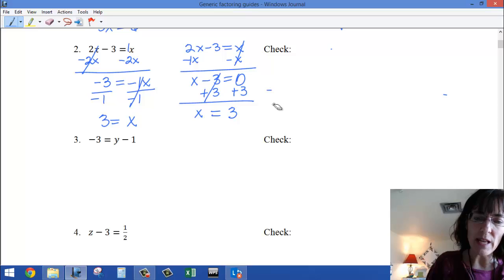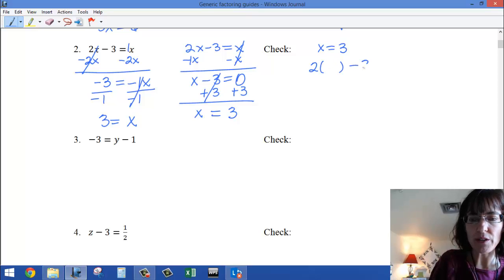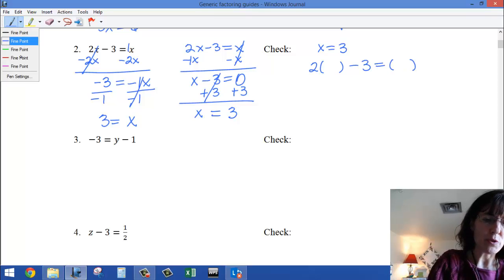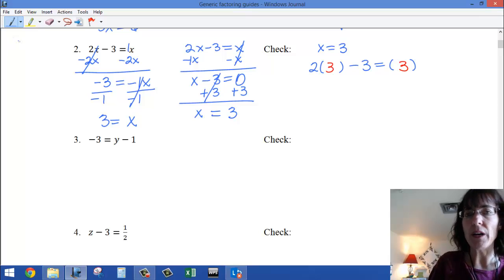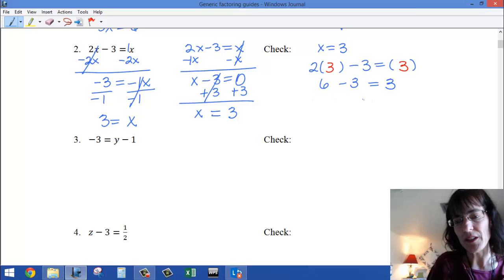Okay, so last thing I really want to do is check that. And so to do that, I'm going to try my x equals 3 and plug it in. So I have 2 times, there's where my 3 goes, minus 3 equals, and then there's where my 3 goes again. And so I'm going to put them in with a different color pen just to make it a little bit obvious for you. And then when I combine things, I get 2 times 3 is 6, minus 3 equals 3. And 6 minus 3 does equal 3.